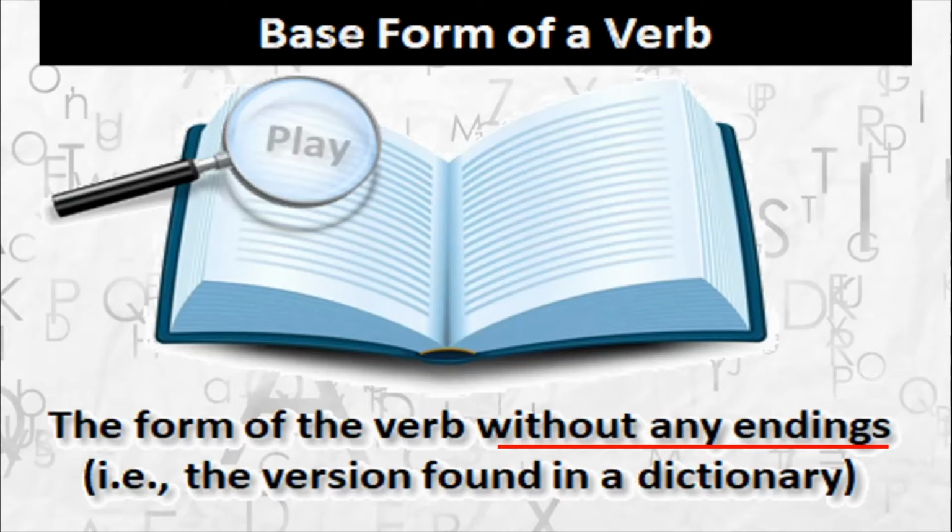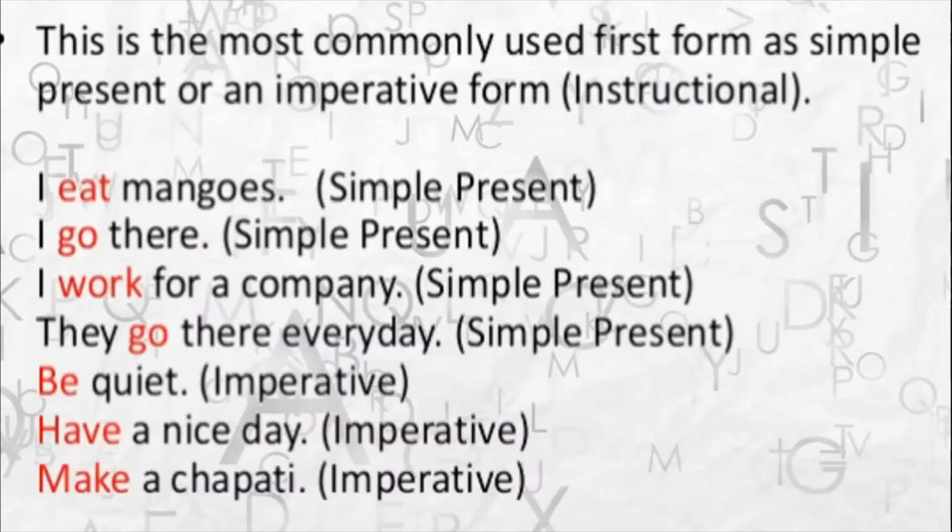So what is the base form? Once again, the base form of a verb is a verb without any endings. This is the most commonly used form in the simple present or in the form of an instruction. It is the first form of the verb, and it is most commonly used either in the simple present tense, when you want to talk about something which is happening now, or in the imperative form.